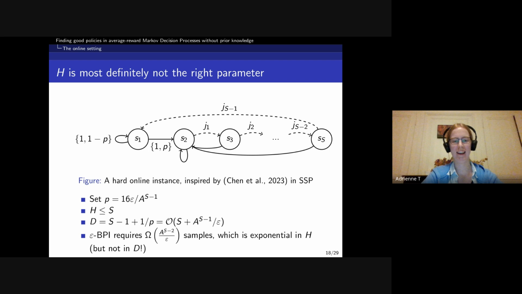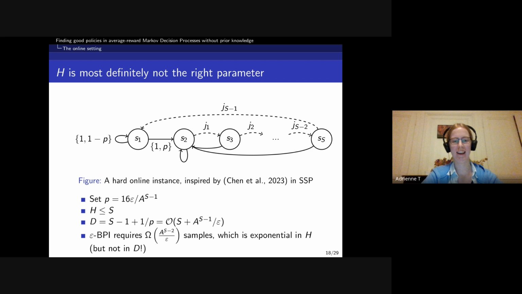And so in the online setting, H is definitely not the right parameter, because at some point you do need to explore everywhere. You do need to pay the diameter, which can, as shown by this example, be way bigger than H.